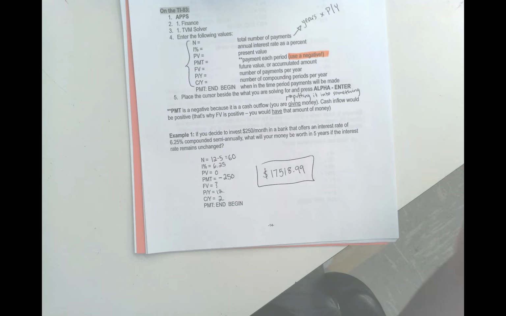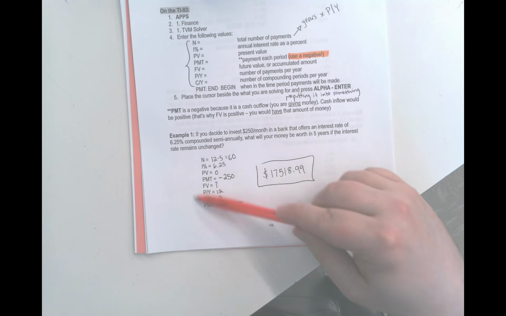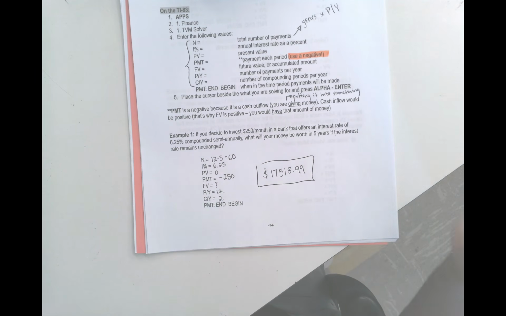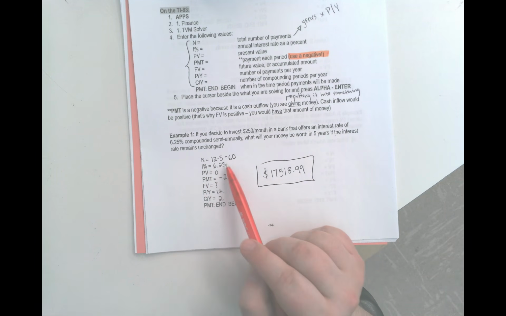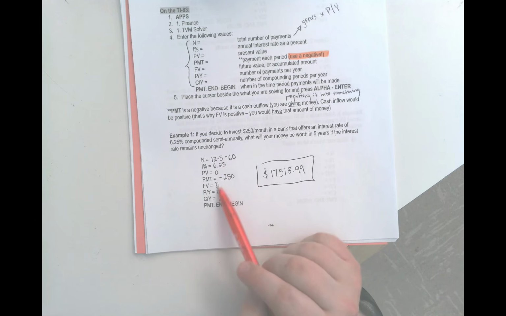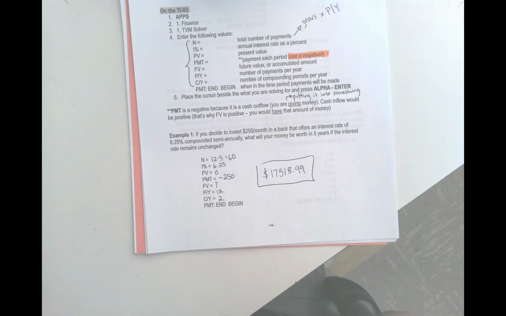Other than that, when you write your answer on a quiz or a test or on the provincial exam, you have to indicate all of the values that you entered into the financial calculator. So you have to say N equals 60, I equals 6.25, PV equals 0, and so on and so on. You have to show your work, otherwise you do not get credit for it.